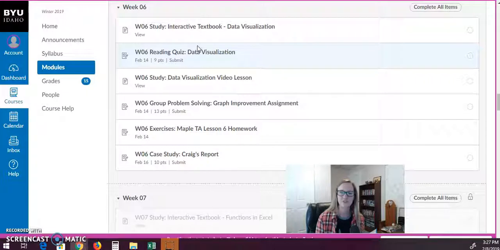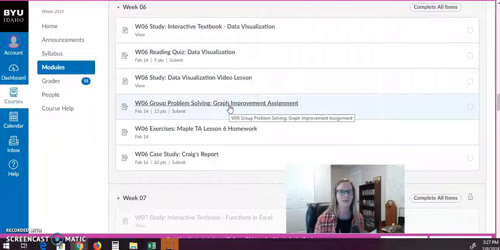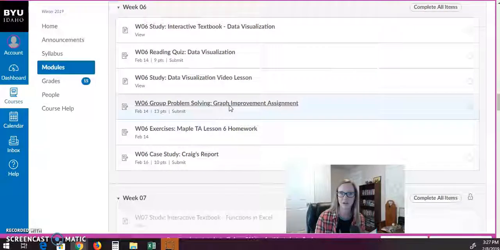As far as your assignments go, we have a typical lineup: reading quiz, your group assignment, that kind of thing, Maple TA. Make sure you get all those in. One thing on the group assignment, there is no quiz that goes along with this. So let's go in here and take a look.